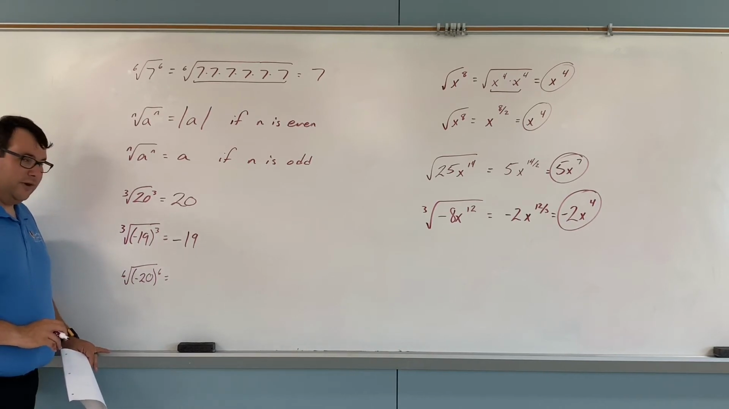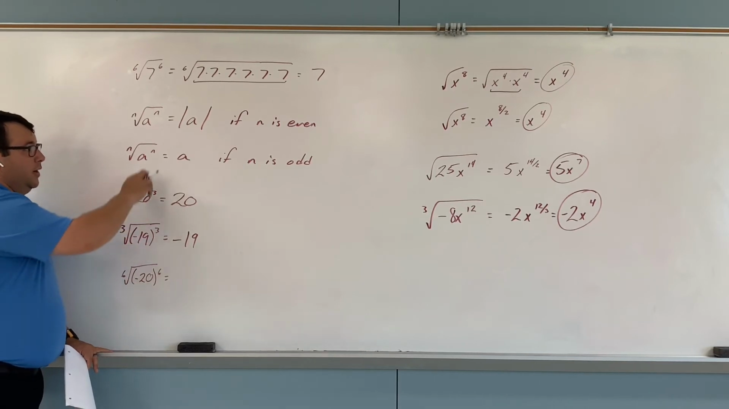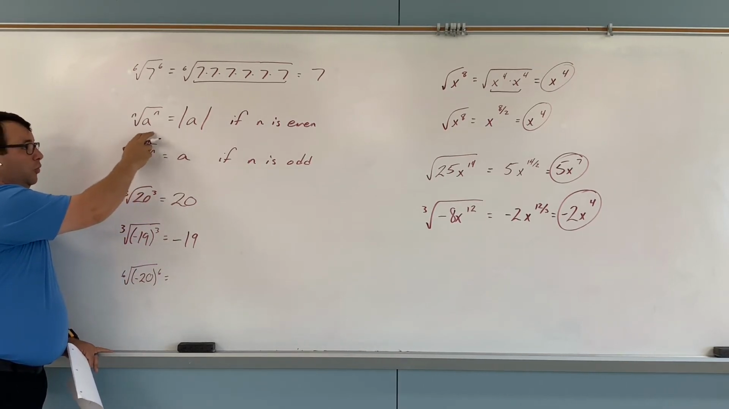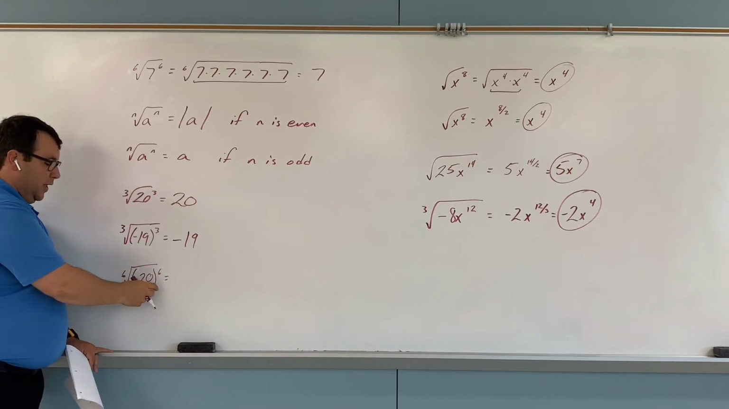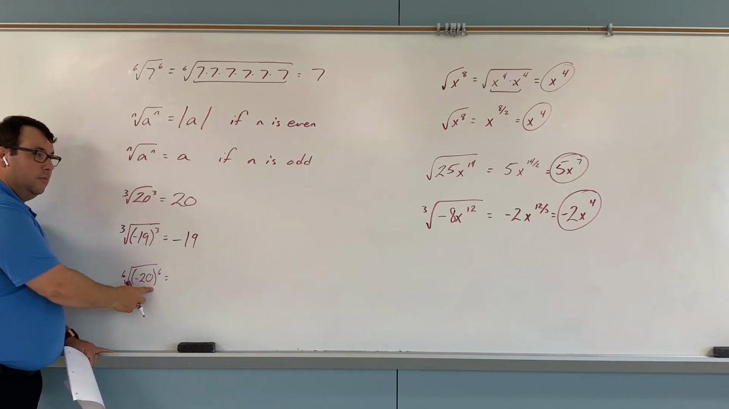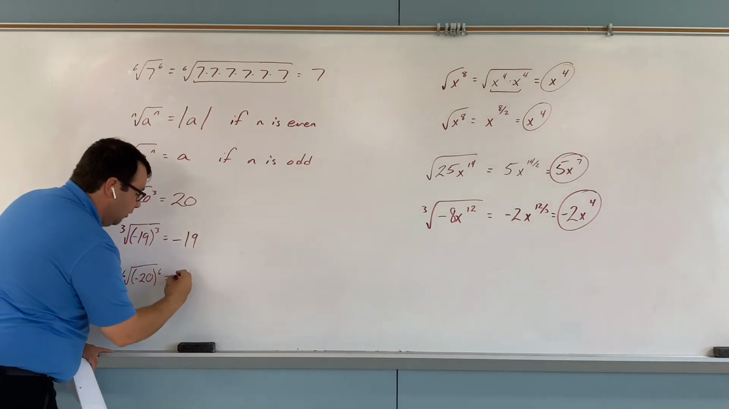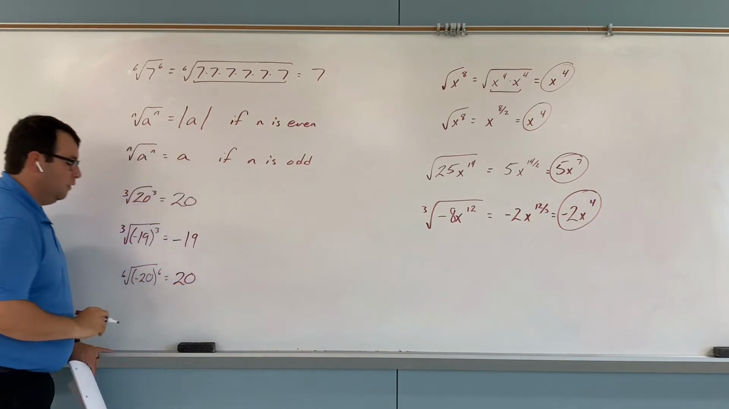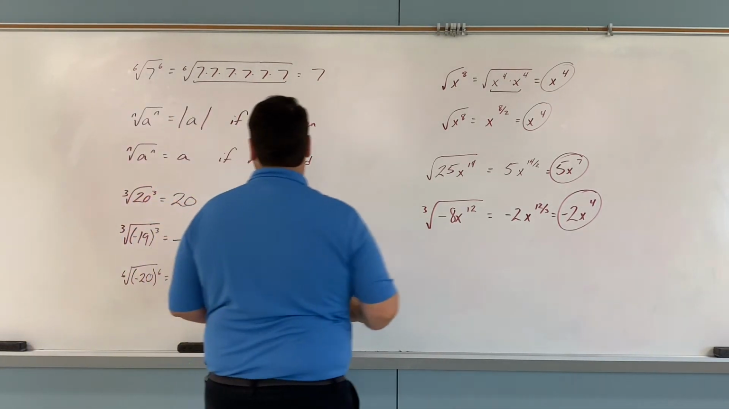The 6th root of negative 20 to the 6th. Well, in this case, I'm dealing with an even root index, so this first rule. And I'm seeing that I have a negative 20 as my entire base, but I want the absolute value of that. So this means my end result is 20.